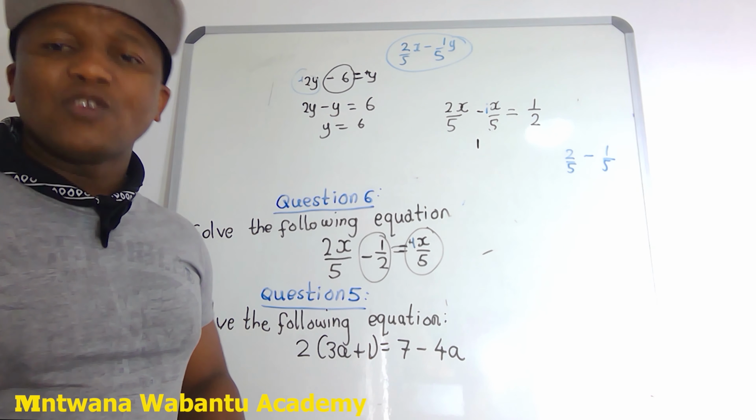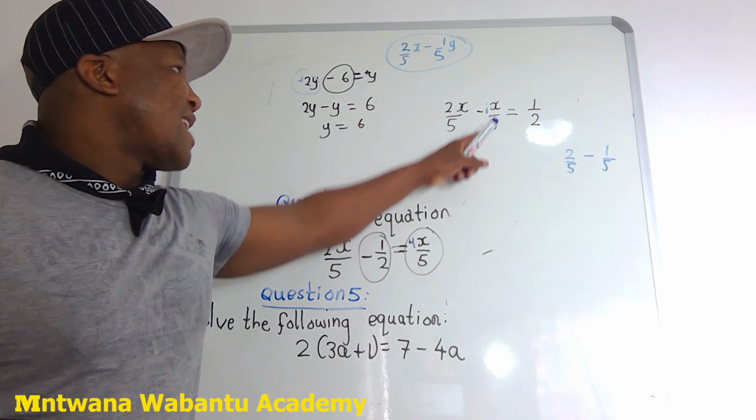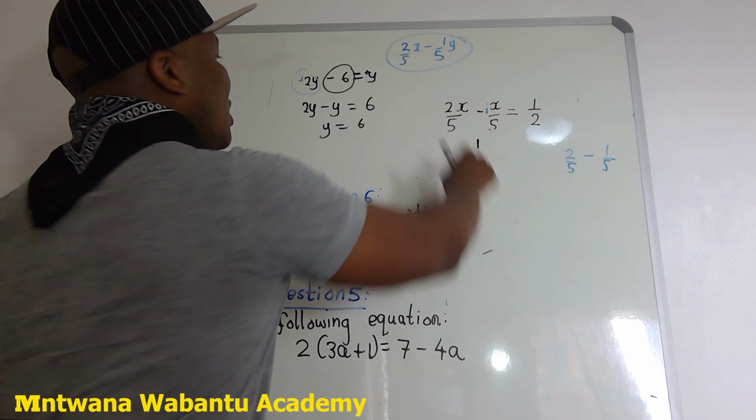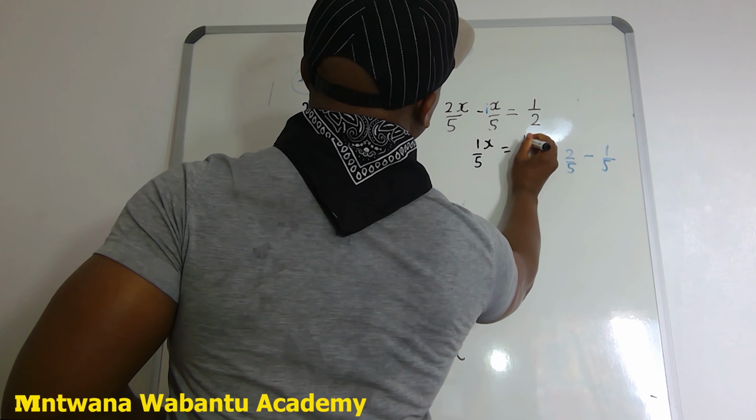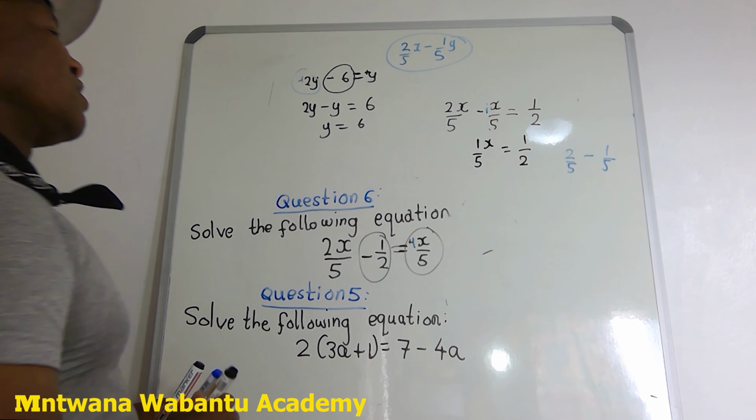You know why we don't plug there? You don't have to plug. You know what I'm saying? It's like terms, x and x. So 2 over 5 minus 1 over 5 equals 1 over 5, but both of them have an x, so it's 1 over 5 x. You see what I'm saying?